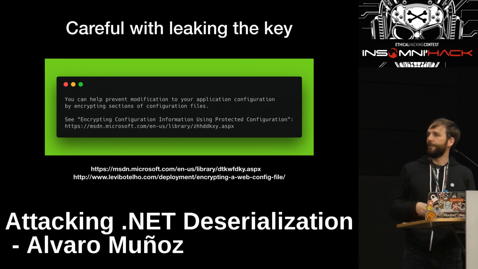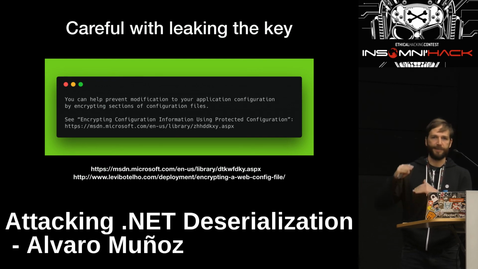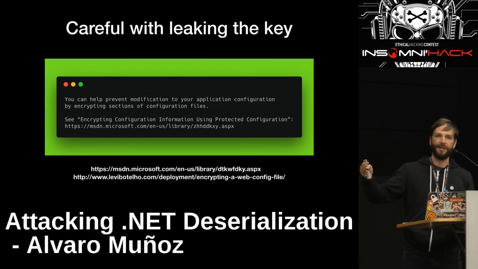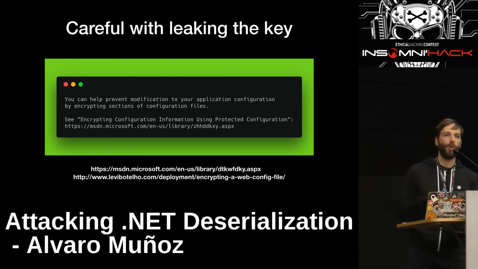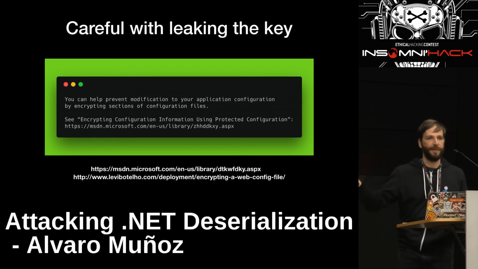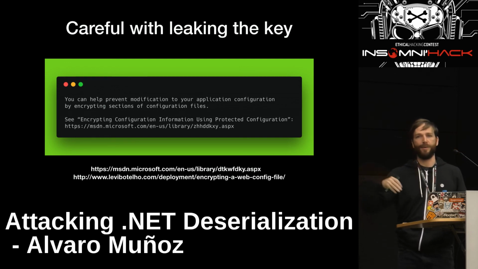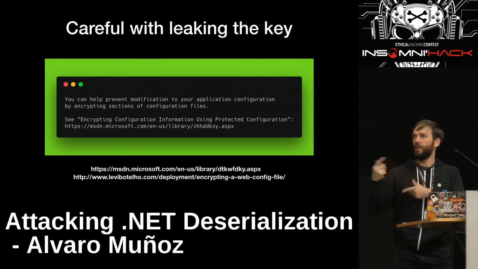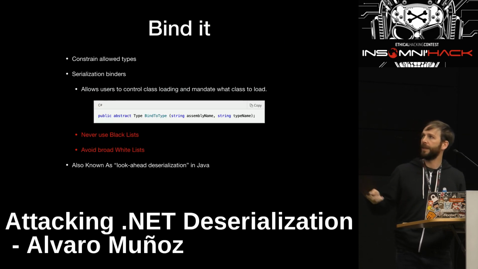So the final recommendation here is to use encryption, to get IIS to encrypt your web config file, at least some sections of it. So even if you get an XXE vulnerability in your application, the attackers won't be able to get the encryption and validation key and escalate from XXE to remote code execution.